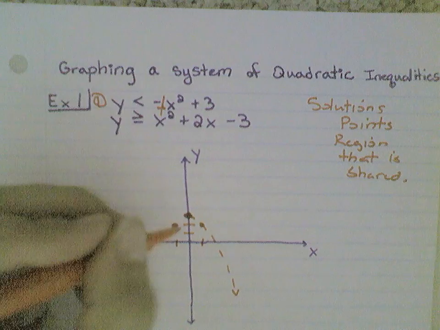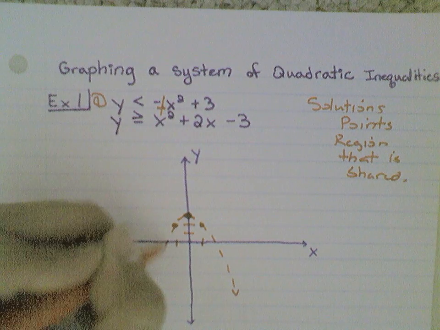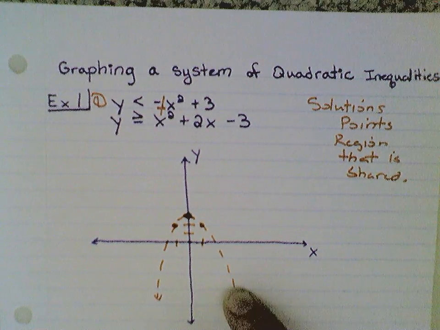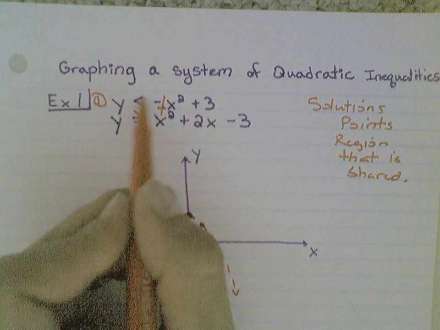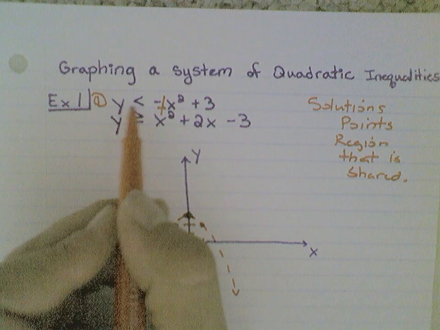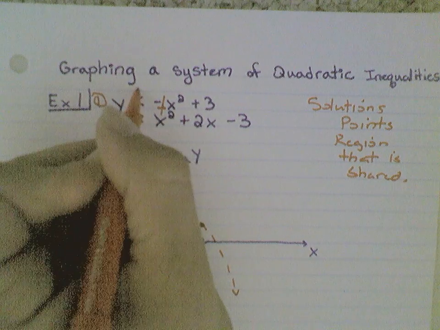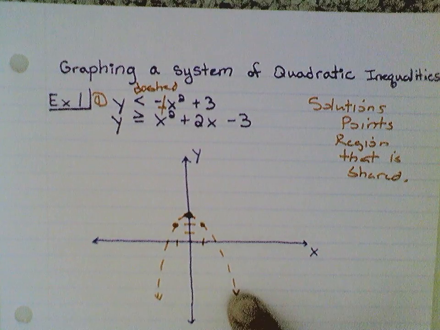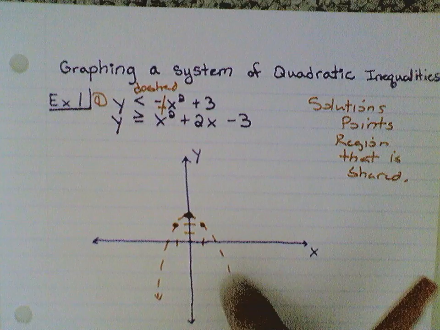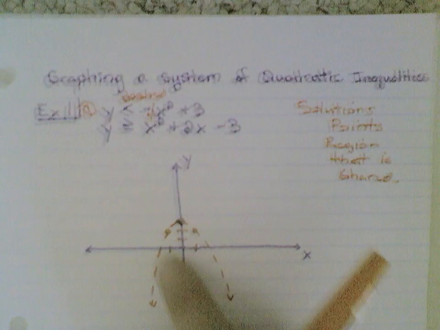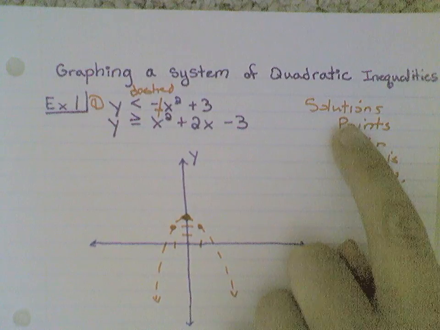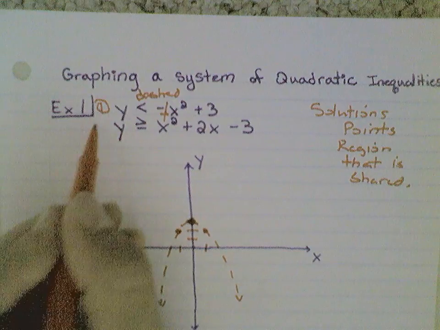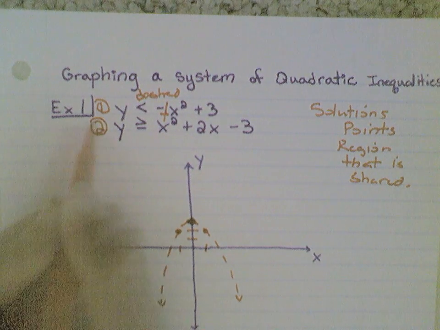Now, one thing to note as I'm graphing this quadratic equation is you'll notice I've put dashed lines. Recall, any time that you have a less than sign and it doesn't have an equal to sign underneath it, you'll need to graph that line with a dashed line. The dashed line just tells you that the points that fall on the dashed line are not included in the solutions.